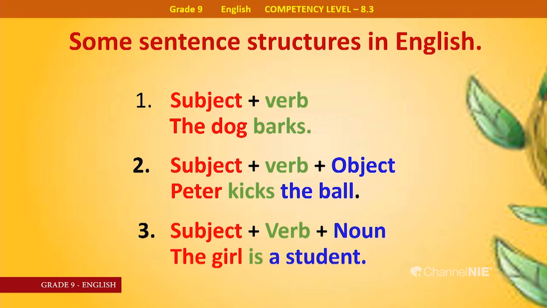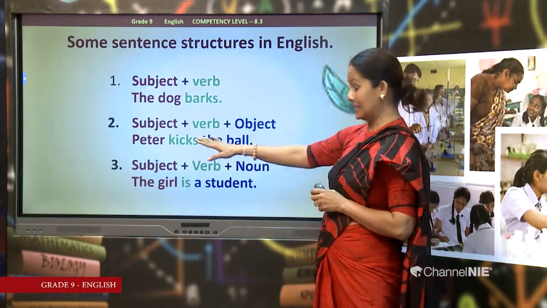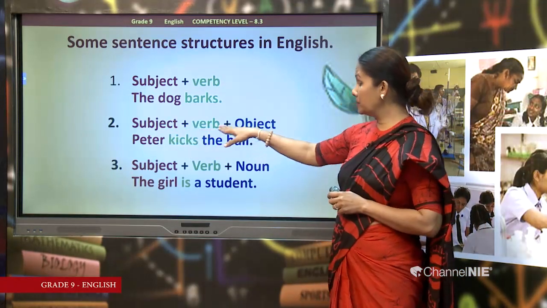So, we will move on to the second type of sentence structure. It is subject, verb and object.